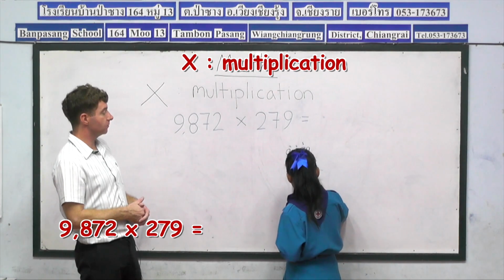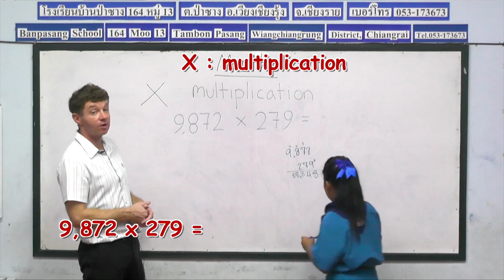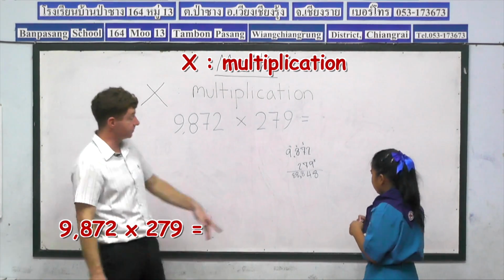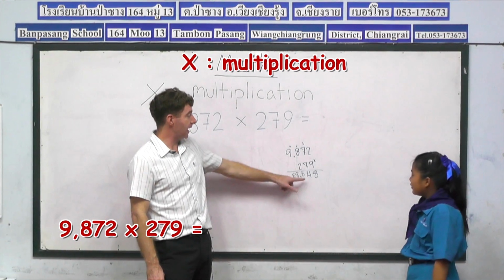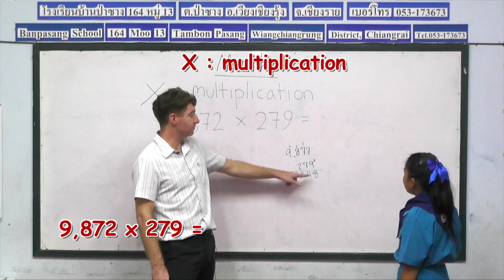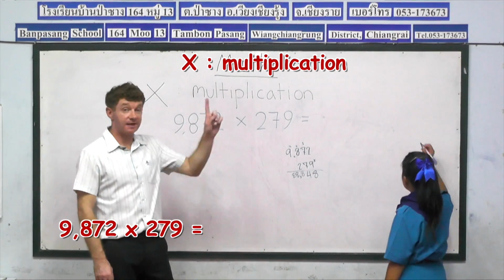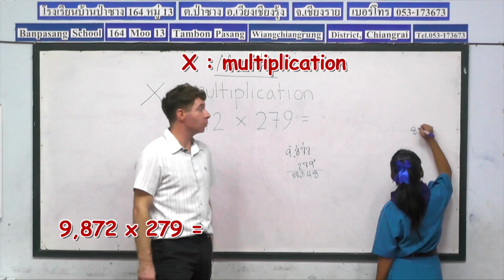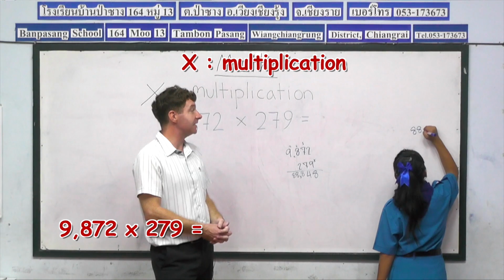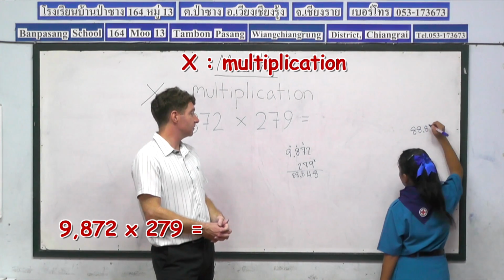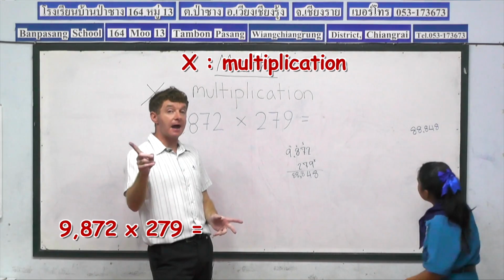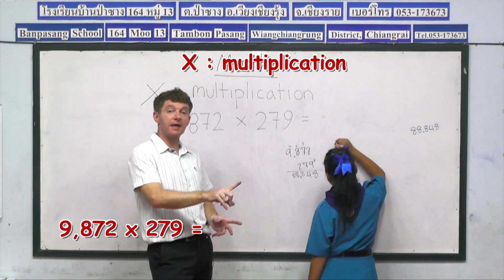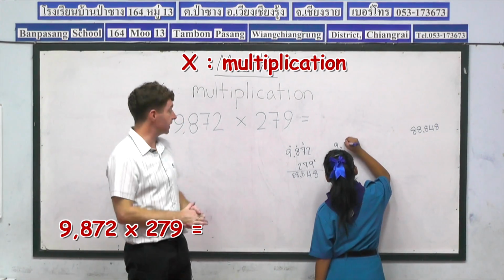And now, write our comma in the correct column, which Lak Gao has done. 88,848. So that's our first answer, which Lak Gao will write over here. 88,848. And now we move from the ones multiplication to the tens multiplication.